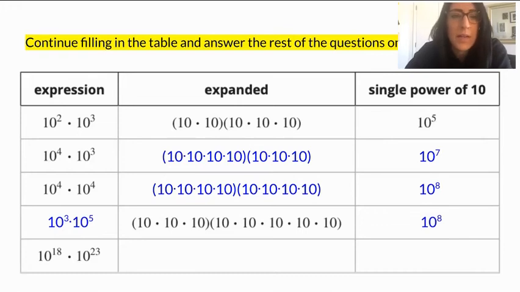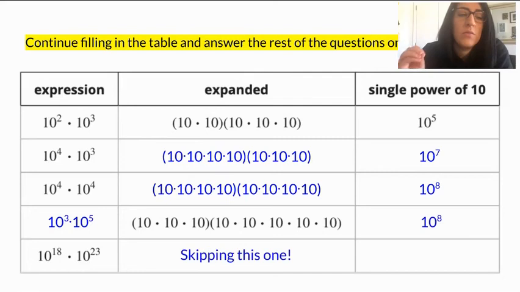You get to this last one, and it allowed you to skip one of the boxes. This is going to be the one that we skip because I don't think you guys want to sit and write out 10 times 10 times 10, 18 times, and then another 23 times. Based on this pattern, we can see that it's going to be 10 to the 41st power. So let's talk about a rule for this.